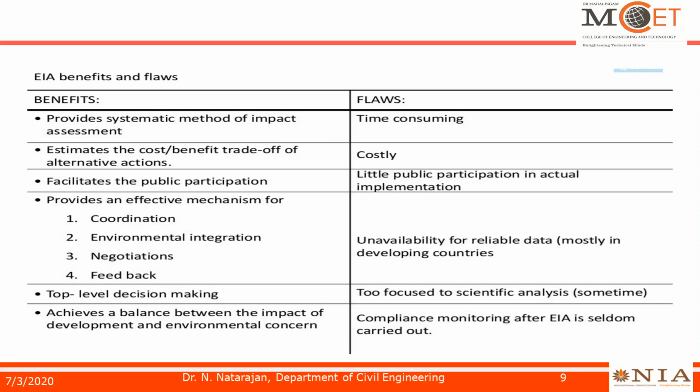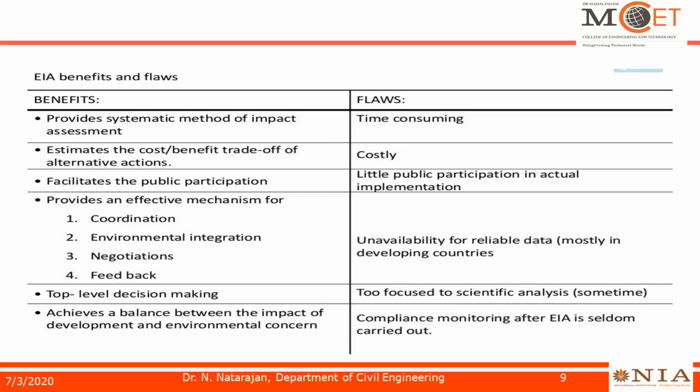It estimates the cost benefit trade-off of alternative actions, right? So it is not only the environmental aspect that we are seeing here, we are also looking at the cost and benefit. So we give a trade-off between cost and benefit. So you may have to spend more money to ensure that the quality of the water and land is maintained, right? You may have to spend more money to design a process in such a way that it has less impact on the environment. So you'll have to trade off between the cost and benefit.